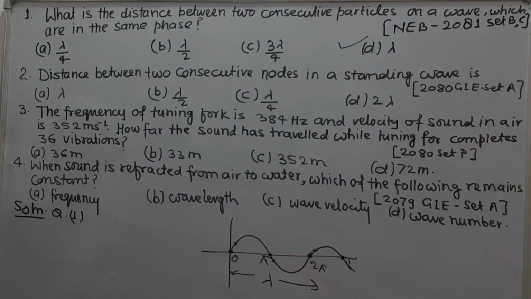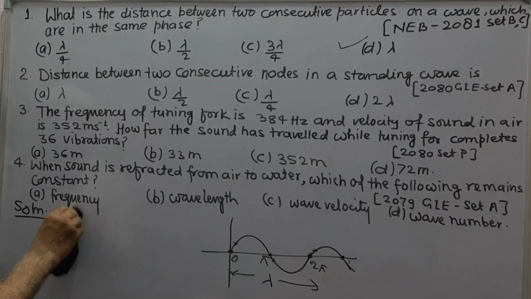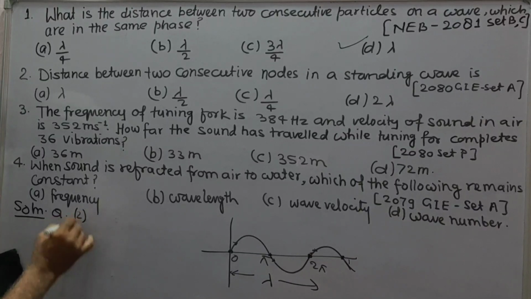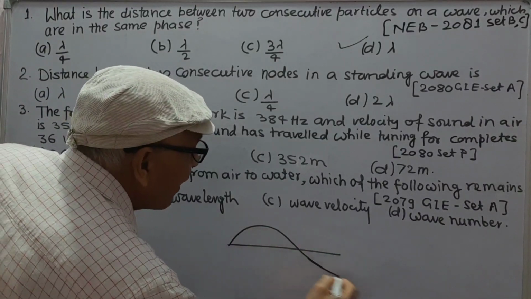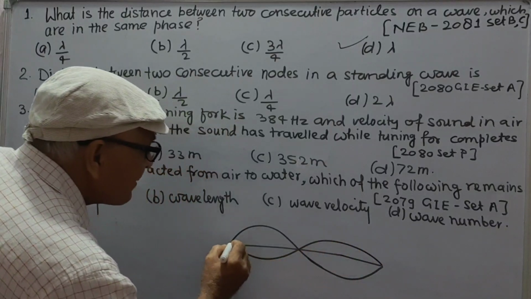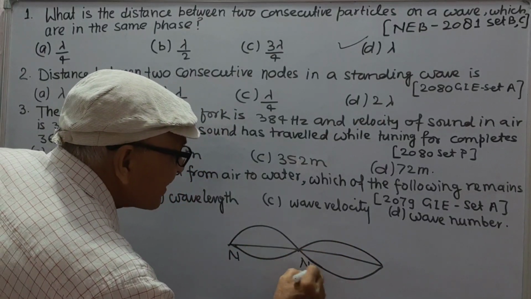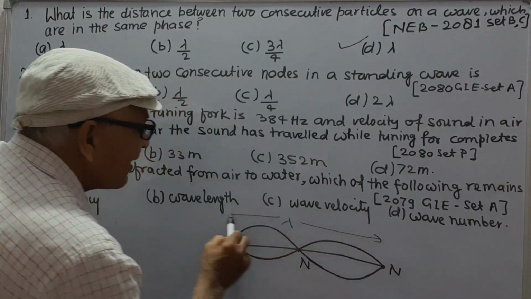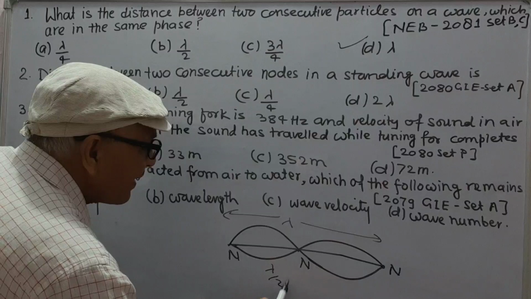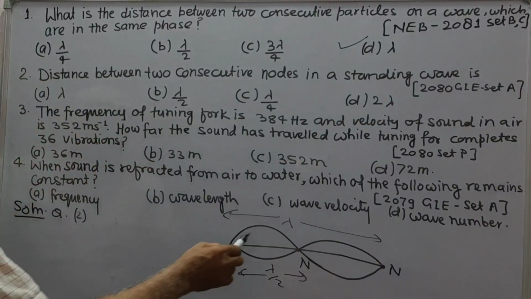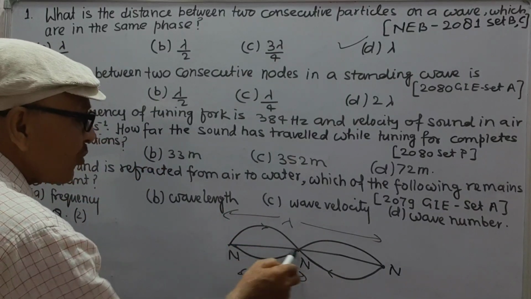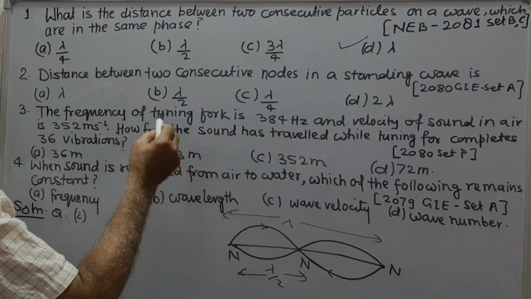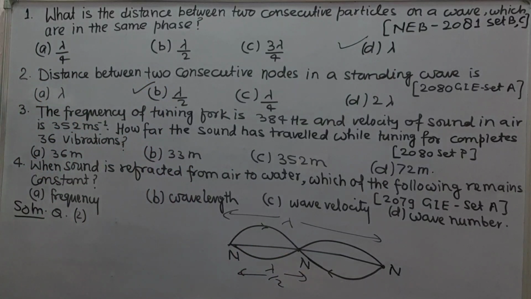Next, question number 2, the distance between two consecutive nodes in a stationary wave is. So solution to question 2. This is a stationary wave and these 2 points are called nodes. Total distance is lambda and half distance will be lambda by 2. So the distance between two consecutive nodes will be lambda by 2. So the correct option will be B.